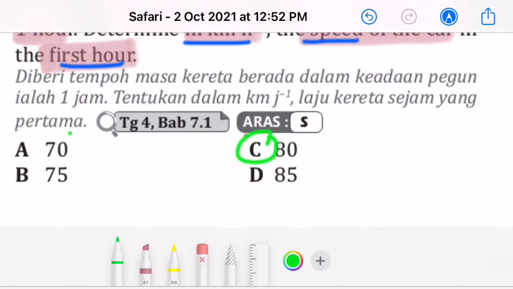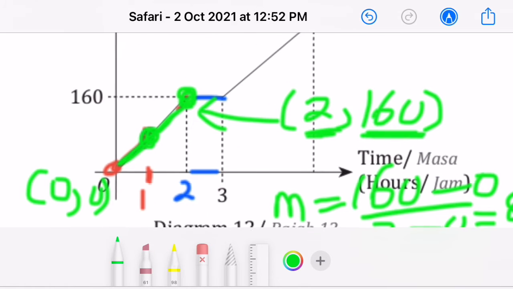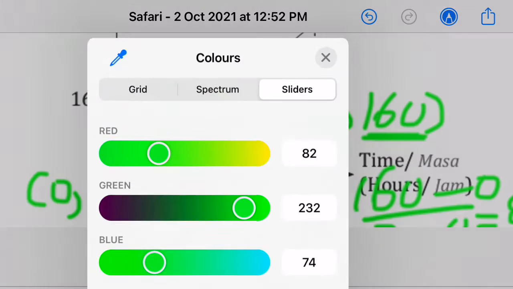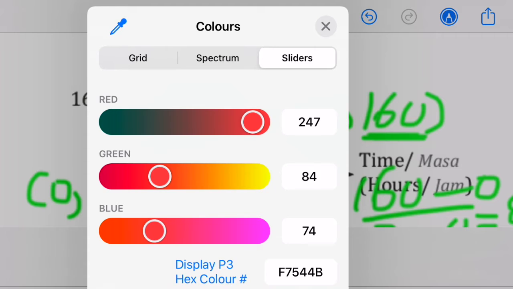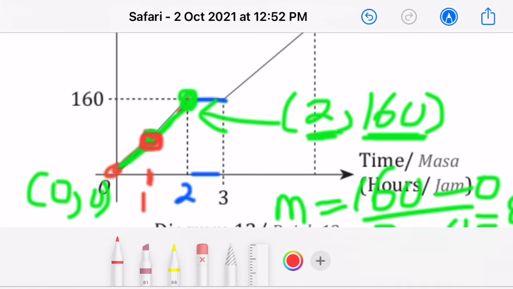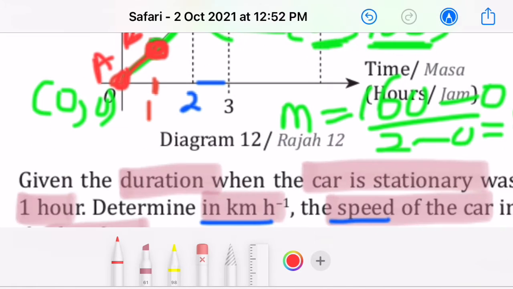Even though we cannot find the point here, because they are on the same straight line, this part has the same gradient as this part. A to B, B to C have the same gradient. Gradient means speed, right?